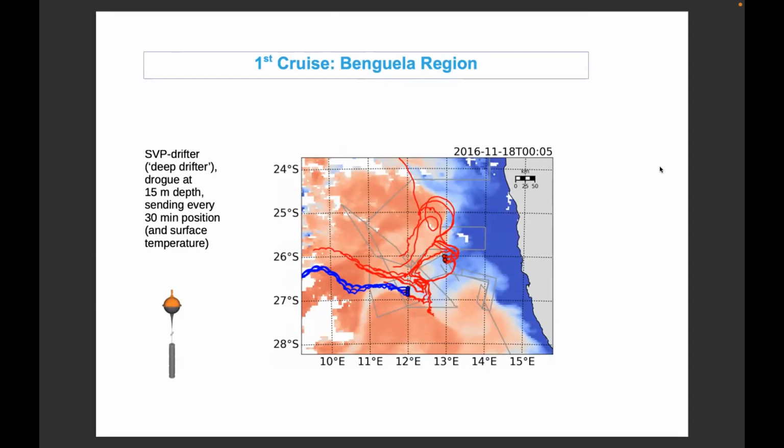What we deploy are deep drifters, expensive drifters, where there's a buoy and a drogue at 15 meters depth. The drogue follows the currents, and the buoy just follows the drogue and communicates with the satellite.